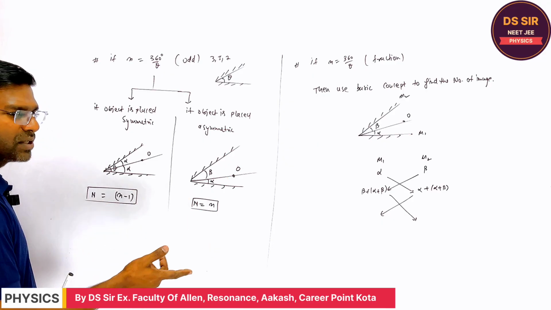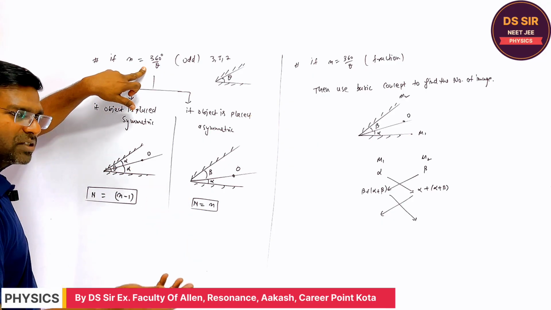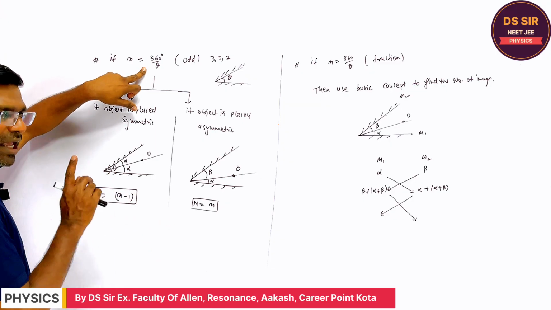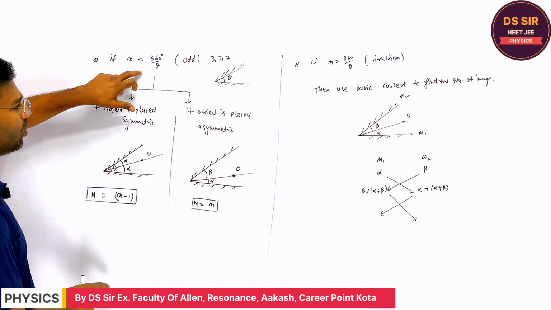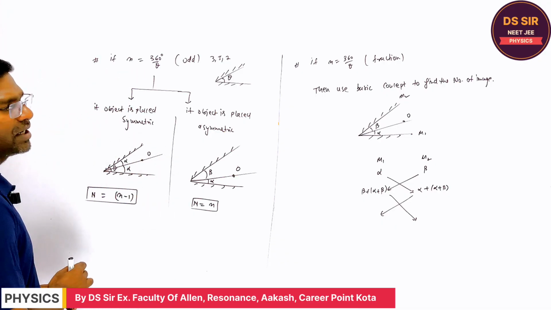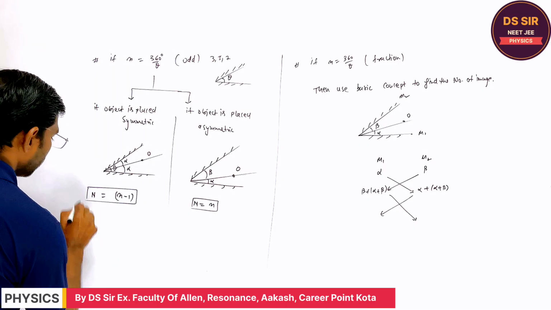No different cases. In case it was even, whether the object was placed symmetric or asymmetric, the number of images was n minus 1. But for the odd, there will be two cases, if placed symmetric or asymmetric. Copy this. For example, I am giving you one example.